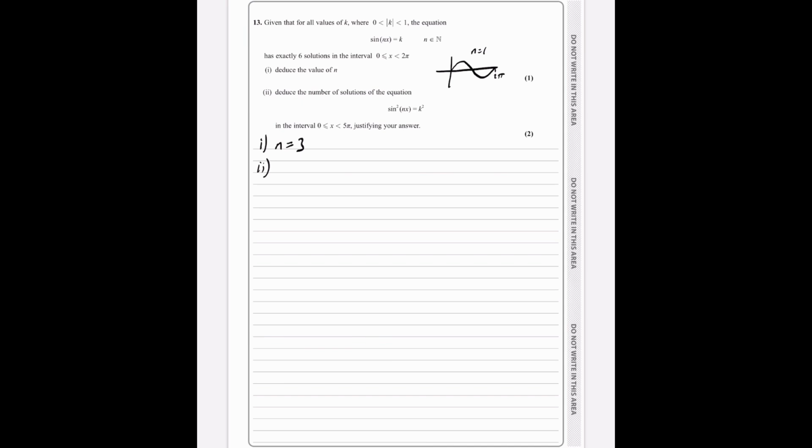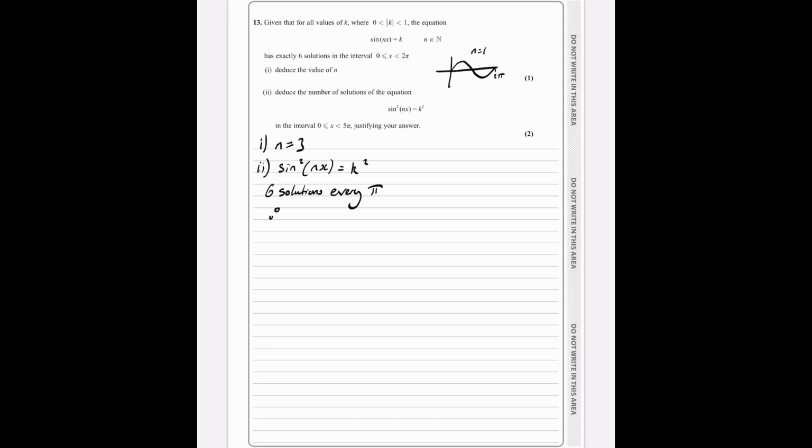For part 2, this time we're running from 0 to 5 pi. By squaring it, it raises everything into the positive sort of quadrant, so everything is now above the x-axis. We're getting 6 solutions for every pi. We know that from part 1. And between 0 and 5 pi, we're going to have 5 of those intervals with 6 solutions in each. So 5 times 6 gives us a total of 30 solutions within that range.